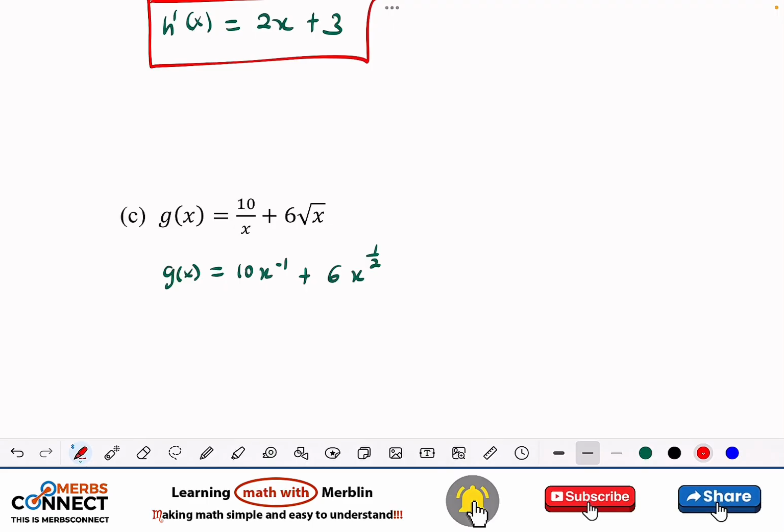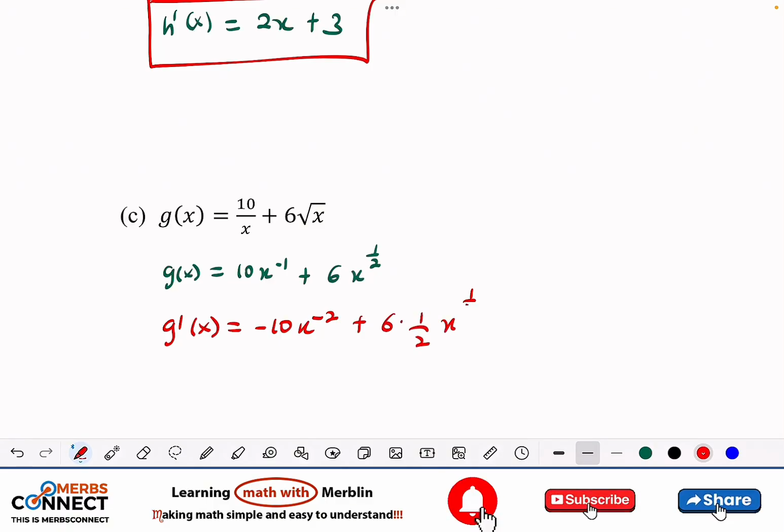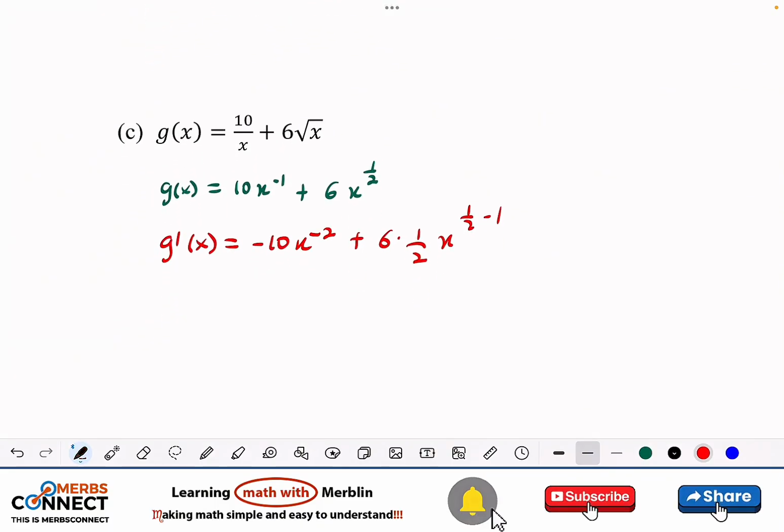So g prime of x will be equal to negative 1 drops to multiply. So negative 1 will multiply 10, giving us minus 10. Then subtract 1, so it's going to give us minus 2, plus half will drop and multiply 6. So 6 times half, let me just write it down. And then I subtract 1, so 1 over 2 minus 1. So this is going to give us minus 10.